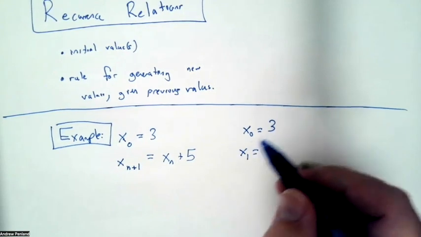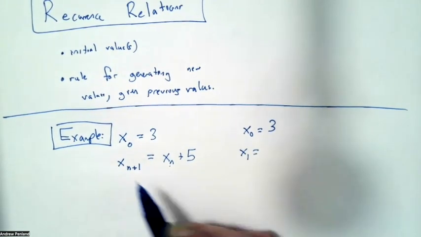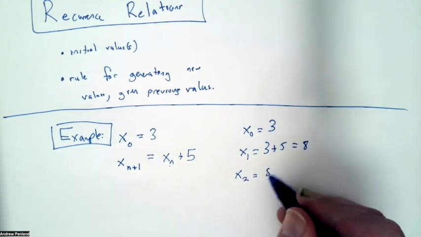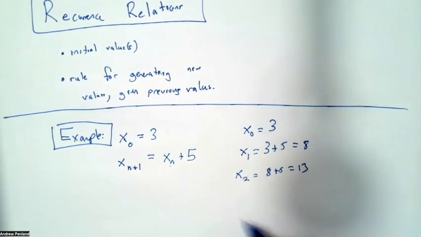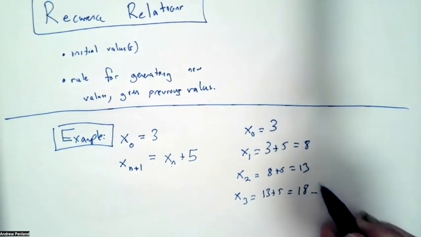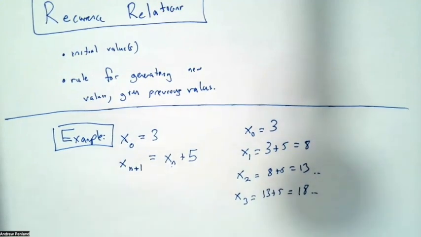X sub 1 is going to be the previous term, add 5 to get the next term. So x sub 1 would be 8. X sub 2 would be 8 plus 5, which is 13. X sub 3 would be 13 plus 5, which is 18. And I can continue this for as long as I want.